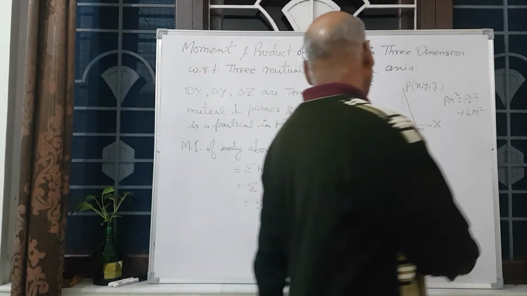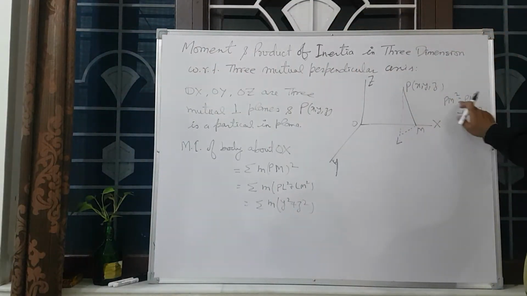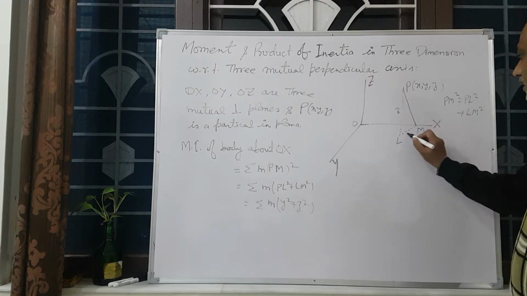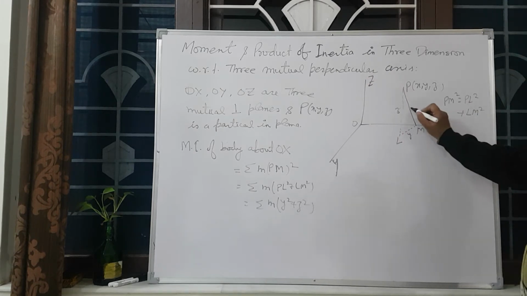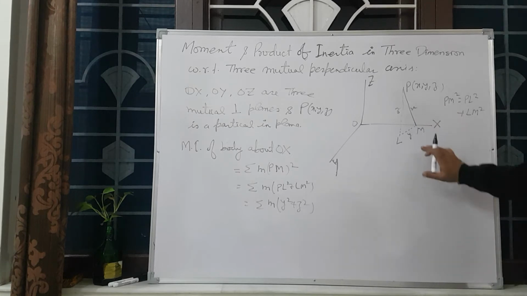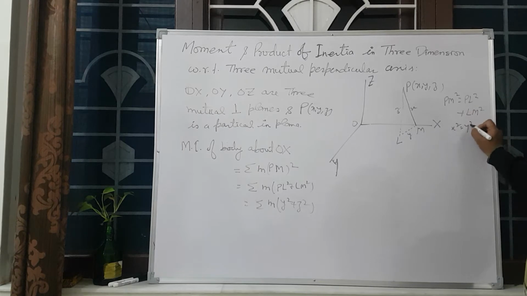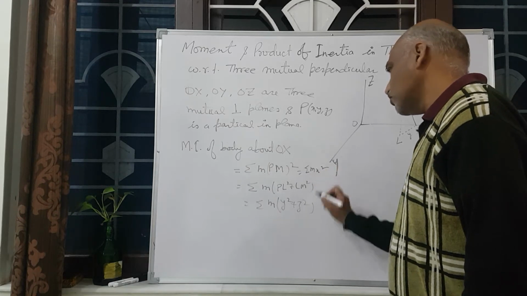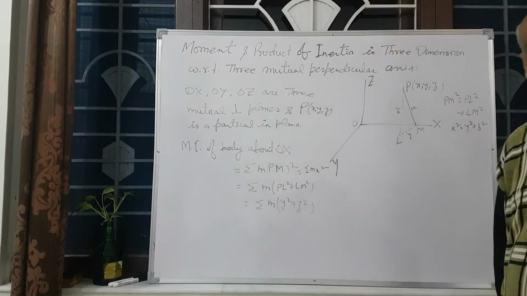So this is PL. What is PL? PL is z, and this is y. This is z, this is y, and this is x. So x square is equal to y square plus z square. So for x square, it is summation m y square plus z square.